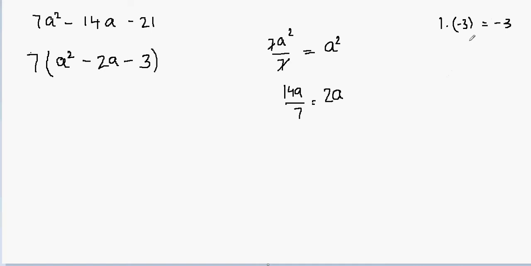Now I have to think of two numbers which when multiplied give me negative 3, but which when added give me the middle term of the trinomial. What is the middle term? The middle term is negative 2a. We'll just ignore the variable for now and only focus on the number. So we have negative 2. So you have to think of two numbers which when multiplied give you negative 3 and which when added give you negative 2.